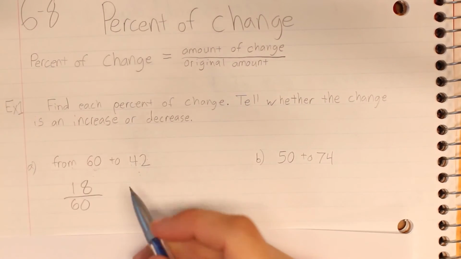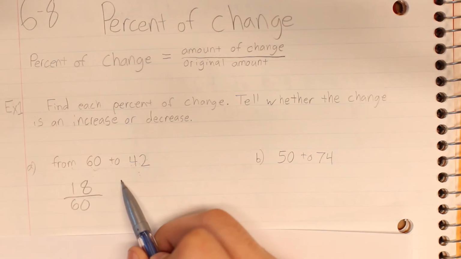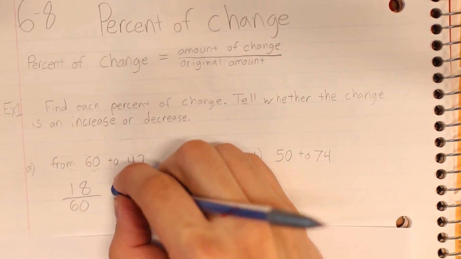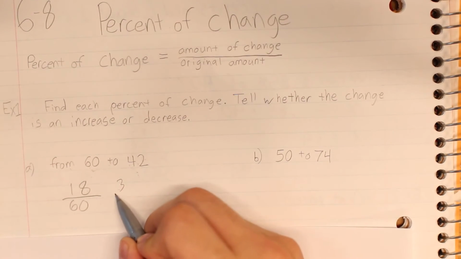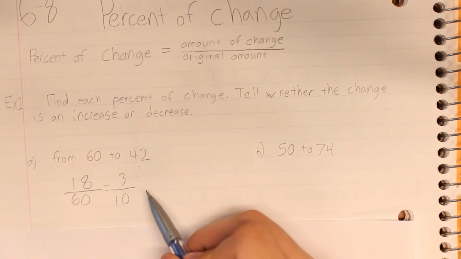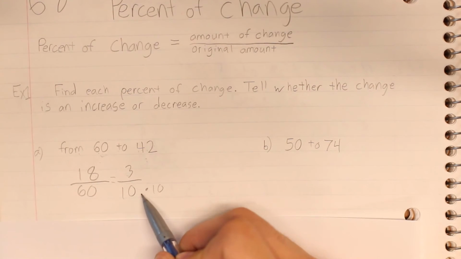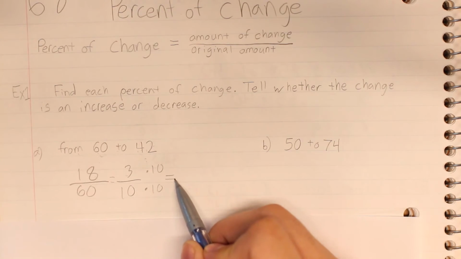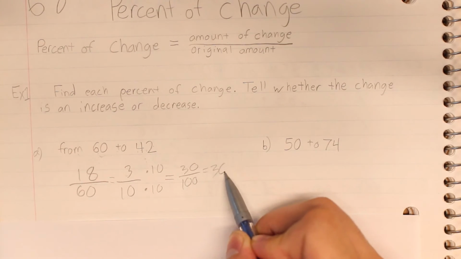So I happen to notice that 3 goes into both of these, or actually, here we notice that it looks like 6 goes into both of them. Let's do 6. 6 goes into this 3 times, and 6 goes into this 10 times. I now have 3 over 10. If you want, you can use long division, but I know that if I times this by 10, I get 100. Anything over 100 is a percent. So this is going to be 30 over 100, which is equal to 30%.